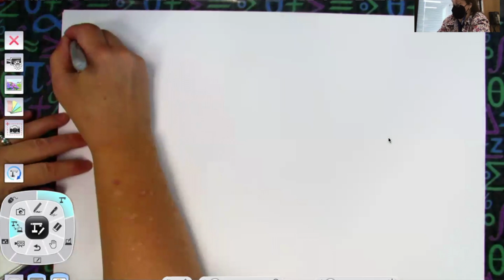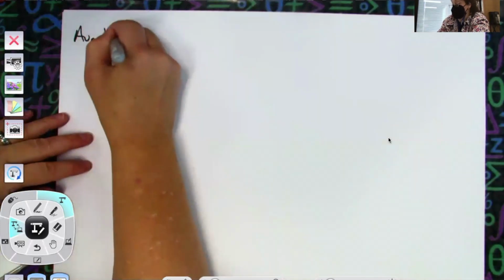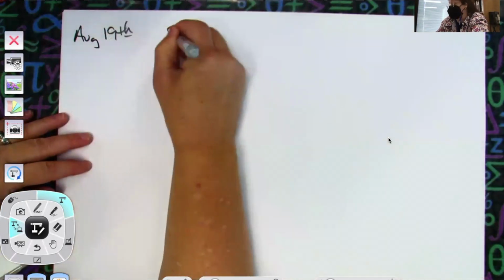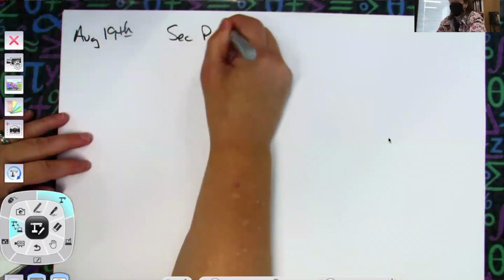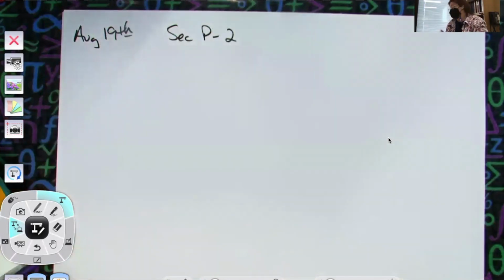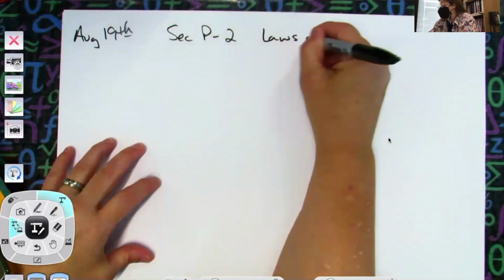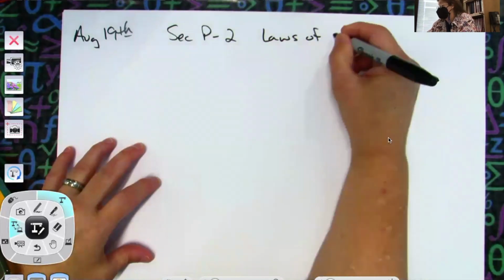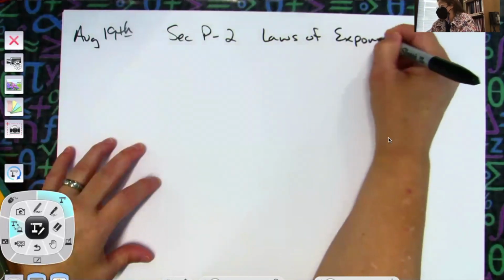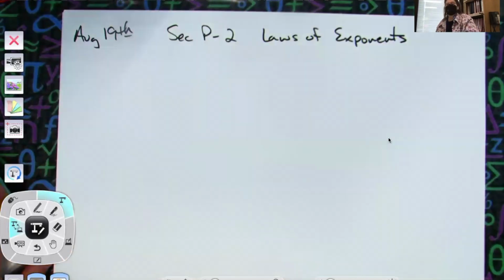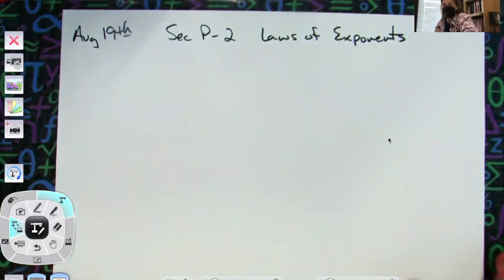Okay, so today is August 19th. And we're taking a look at section P-2. Now, what this one is basically is your laws of exponents. That's the main part of what this review section is. There's a little bit of scientific notation thrown in there, but for the most part, it's laws of exponents.